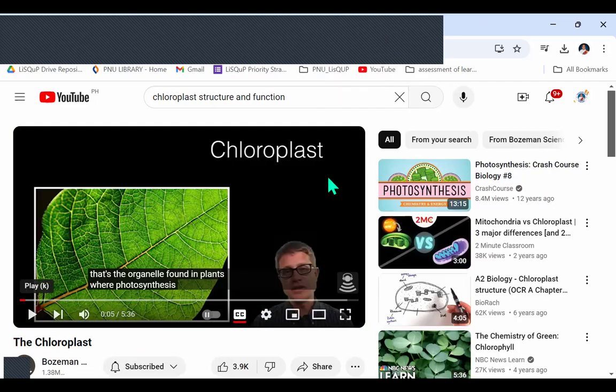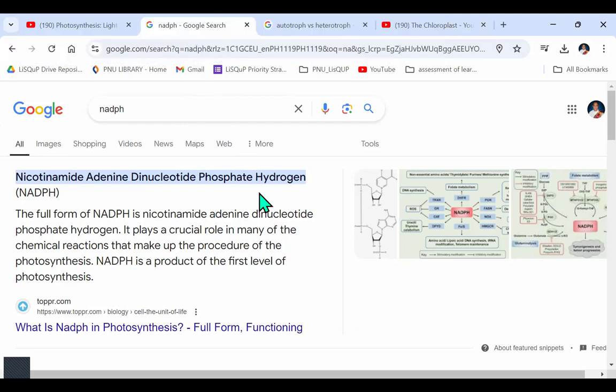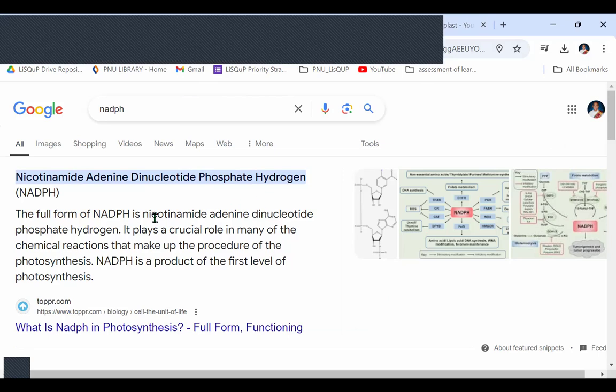Okay. And before that one, we need to go through some of the terminologies that will be part of our exam. So that is NADPH. Take note of that one. It's a mouthful. The full form is nicotinamide adenine dinucleotide phosphate hydrogen. Okay, what does it do?